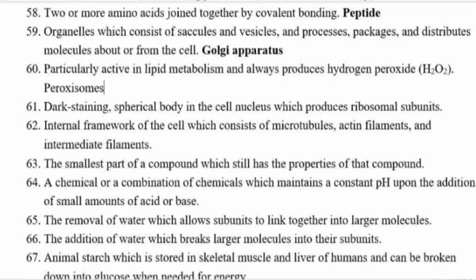Peroxisomes are particularly active in lipid metabolism and always produce hydrogen peroxide. Okay, so let's make it peroxisome, because the question says always produces hydrogen peroxide. So peroxisome is particularly active in lipid metabolism and always produces hydrogen peroxide. Peroxisome.